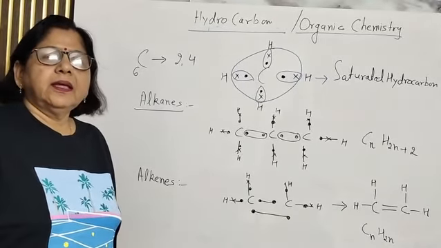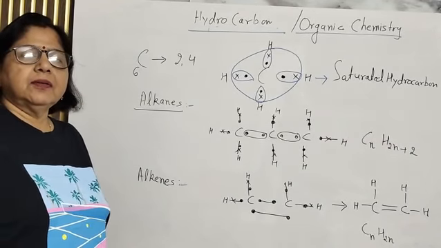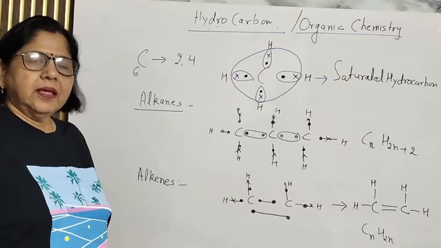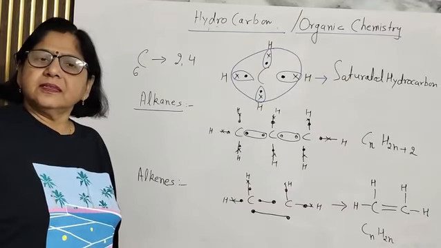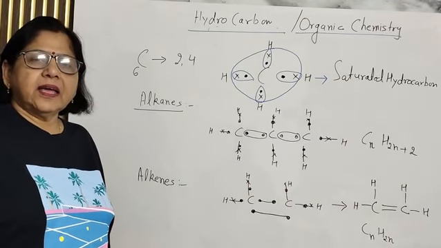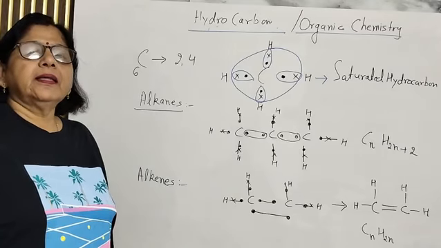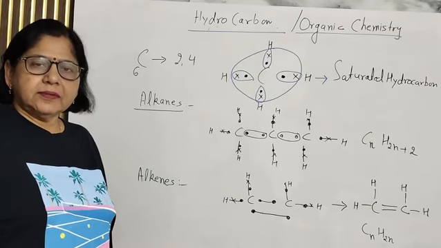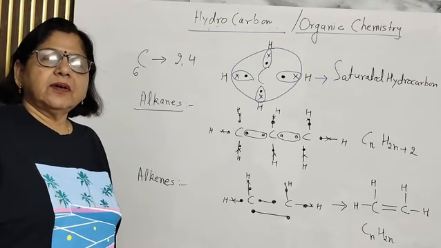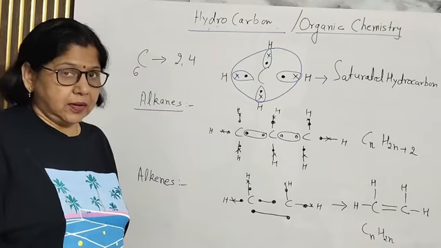Hello children, today we are going to discuss saturated and unsaturated hydrocarbons. In the previous video we had discussed what is catenation, right? Catenation, as we had discussed, is the property of the carbon atom to combine with a number of carbon atoms and form long chains of compounds by forming covalent bonds.